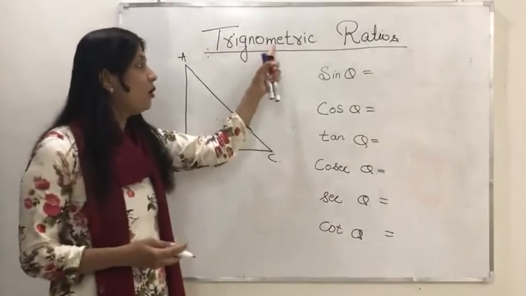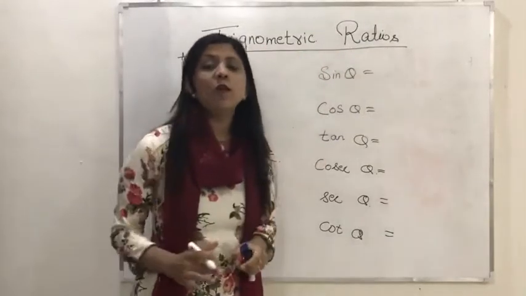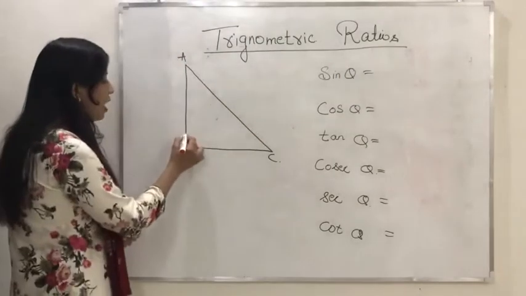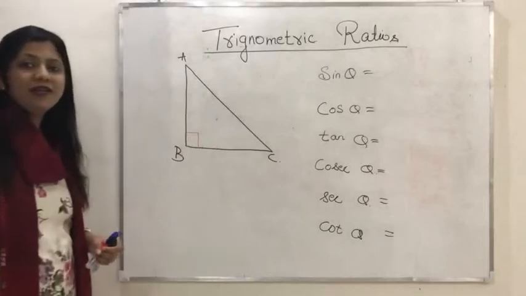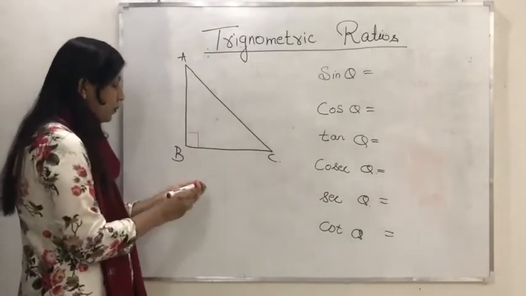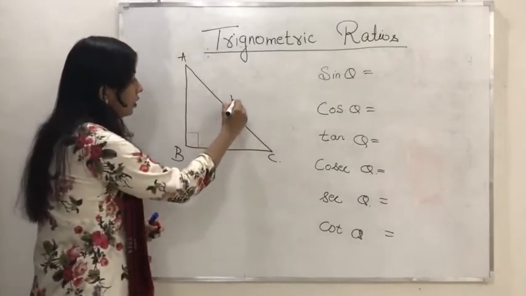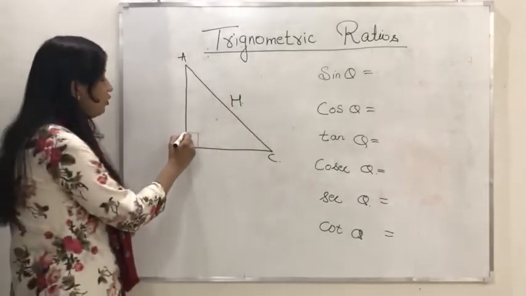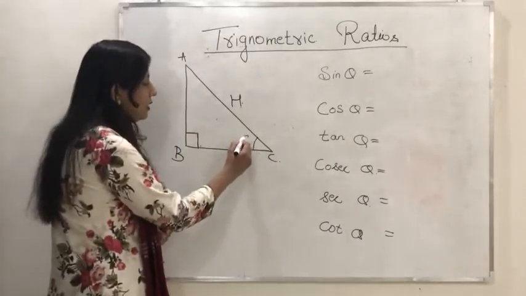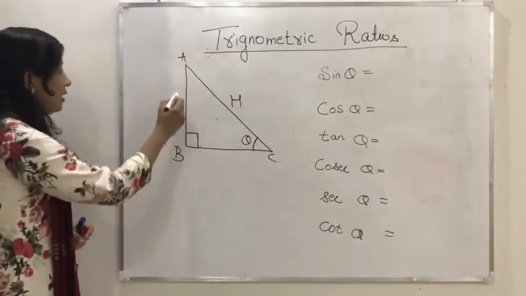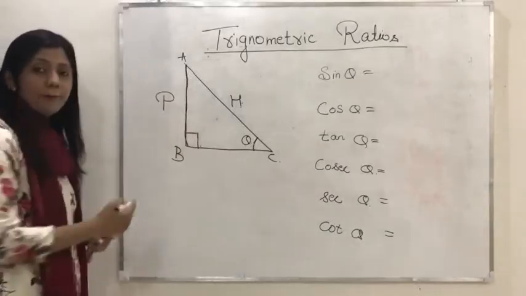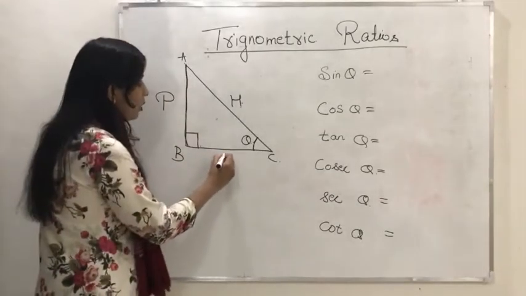Now we will study about trigonometric ratios. These trigonometric ratios are the ratio of the sides of the triangle. So if you have a right angle triangle with 90 degree at B, the side opposite to 90 degree is your hypotenuse H. Always the side opposite to the 90 degree angle is your hypotenuse H. Suppose I take this as my theta. So the side opposite to angle theta is your AB. So always the side opposite to angle theta will be your perpendicular and the remaining side will be your base.